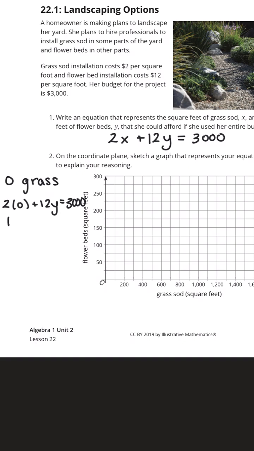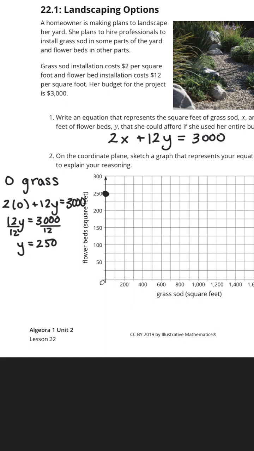Well, 2 times 0 is just 0. So we get 12y equals 3,000. When we divide by 12 on both sides, we get that y is 250. So this tells me if there is no grass, we can have 250 square feet of flower beds. So on the graph, that would be 0, 250 right here.